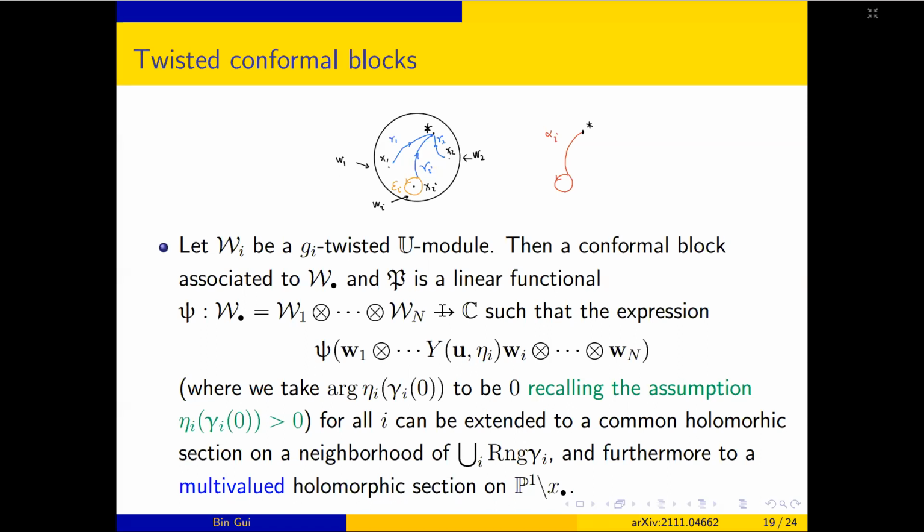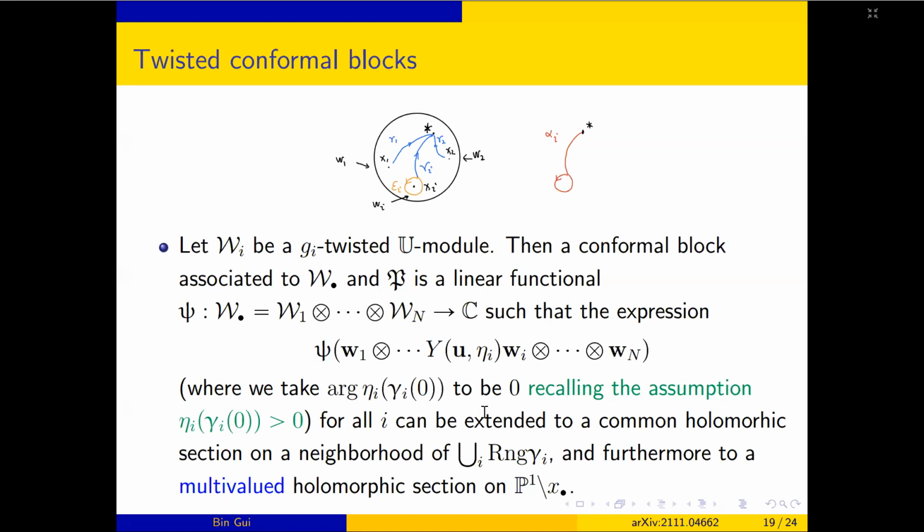The covariance is this. First of all, there's one thing that I forgot to mention in the previous page, but let me point it out. I'm going to assume that this initial point is sent to a positive number by the local coordinate. It means that if you take eta I, then the value of eta I at this initial point is a positive number. I fix this to be positive so that I can choose the argument to be 0, because if the argument is 0, it will simplify some of the discussions. But this is not a very essential assumption.